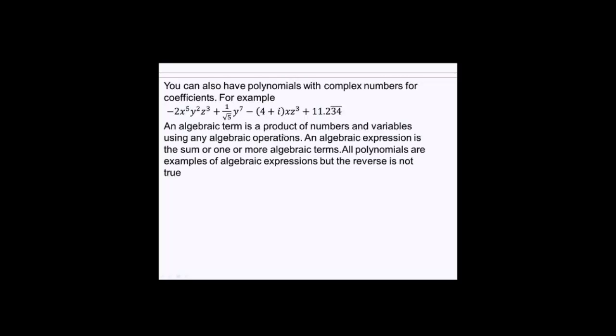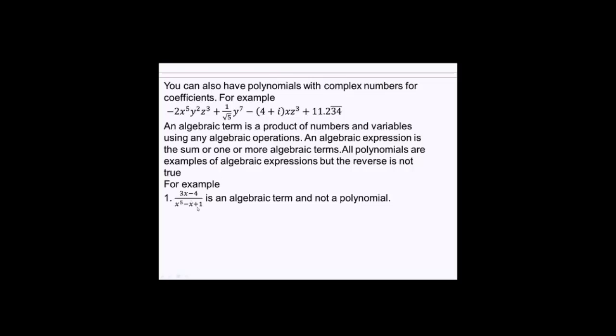An algebraic term is a product of numbers and variables using any algebraic operations. And you're not restricted to exponents being whole numbers. So an algebraic expression is the sum of one or more algebraic terms. All polynomials are examples of algebraic expressions, but the reverse is not true.